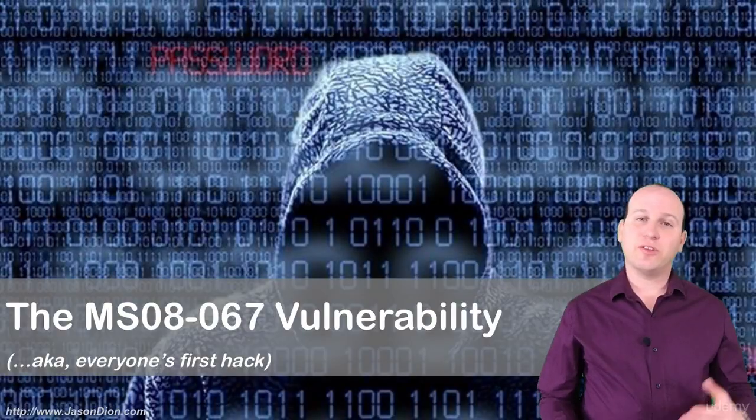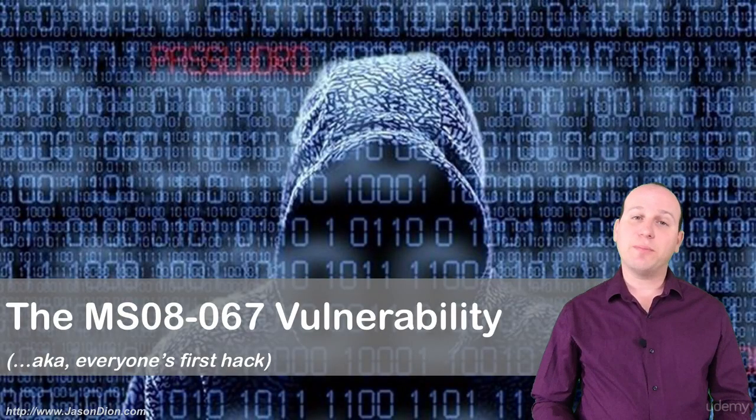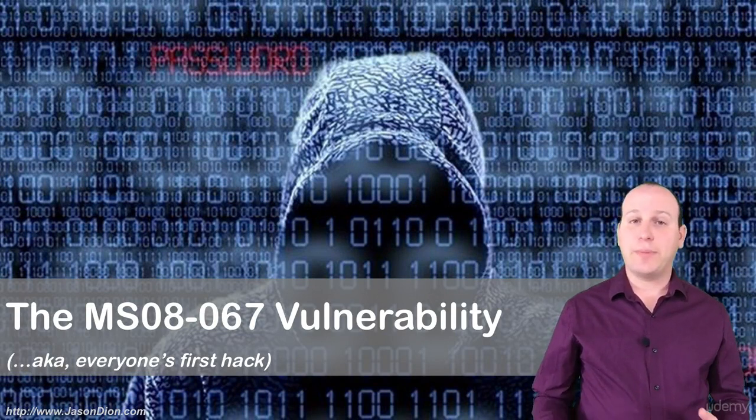So now we're going to discuss the first vulnerability we're going to exploit, and that's the Microsoft MS08-067 vulnerability. This was also known as the NetAPI vulnerability. Everyone tends to use this in ethical hacking as the first hack, and the reason why is it's a fairly easy hack. It works really well, and it works pretty much every single time. So we're going to go through this one first and get our feet wet.